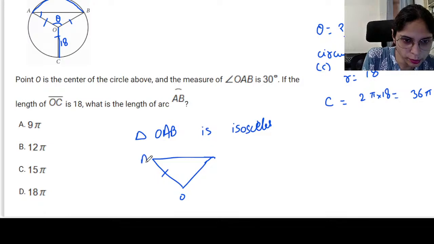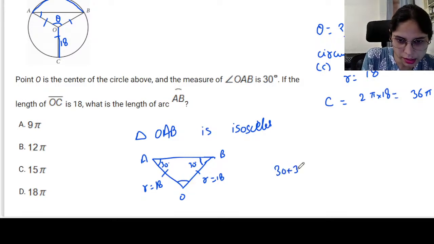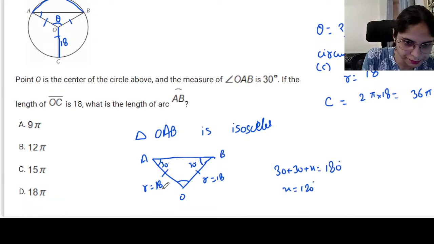Because OA and OB both are radius. So if this is 30 degrees, this will also be 30 degrees, because in an isosceles triangle the angles opposite to equal sides are equal. Now I just need this angle, so I know 30 plus x is equal to 180 degrees, so my x has to be 120 degrees.